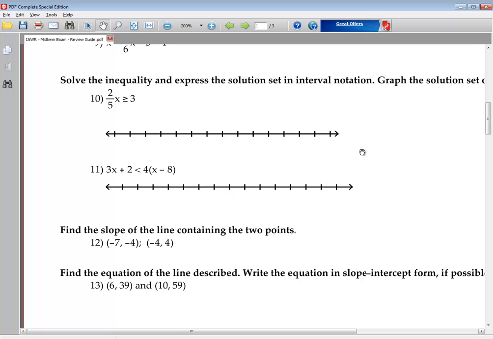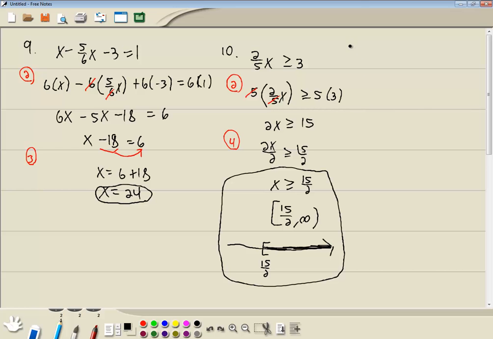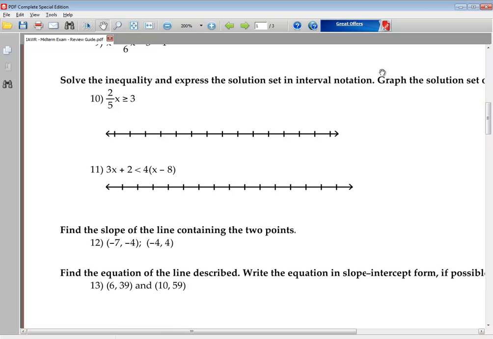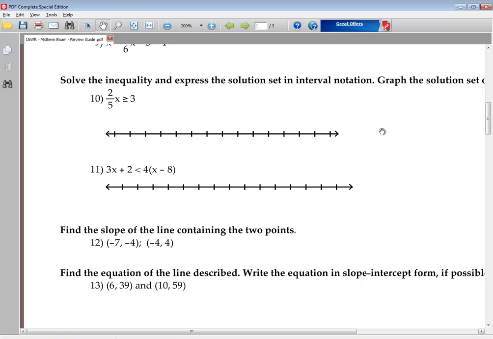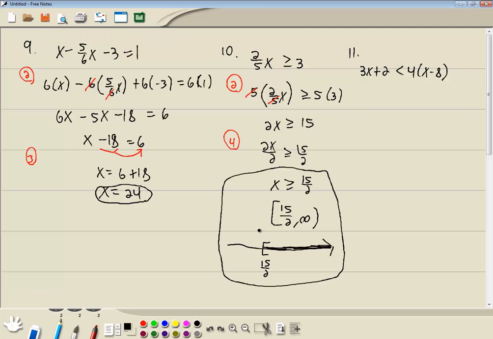Okay, number 11. Got 3x plus 2 is less than 4 times x minus 8. Same instructions. Okay, step 1. Get rid of parentheses.